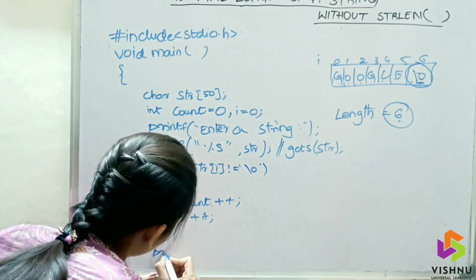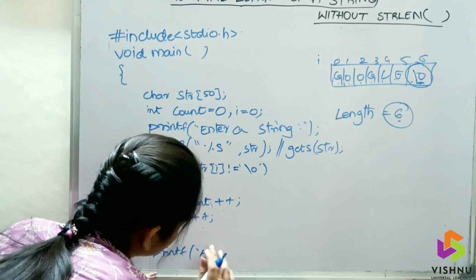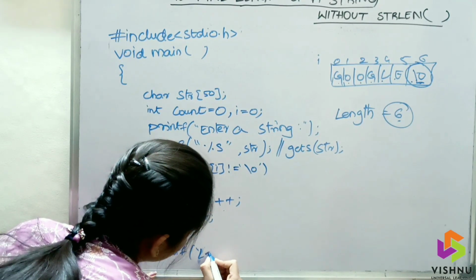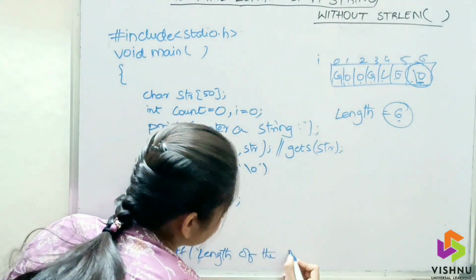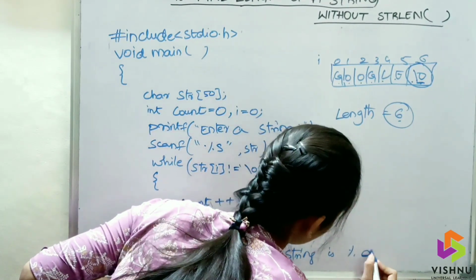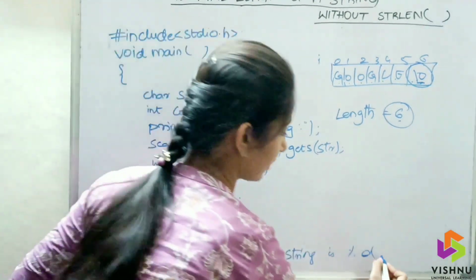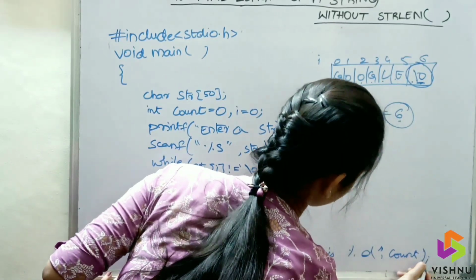At last we have our printf. Length of the string is %d, and what is our length here? count.